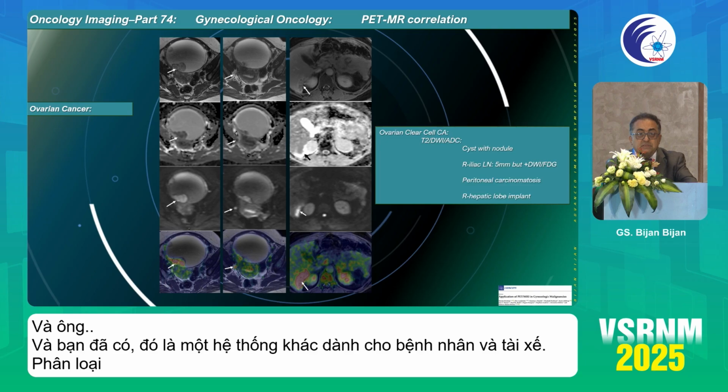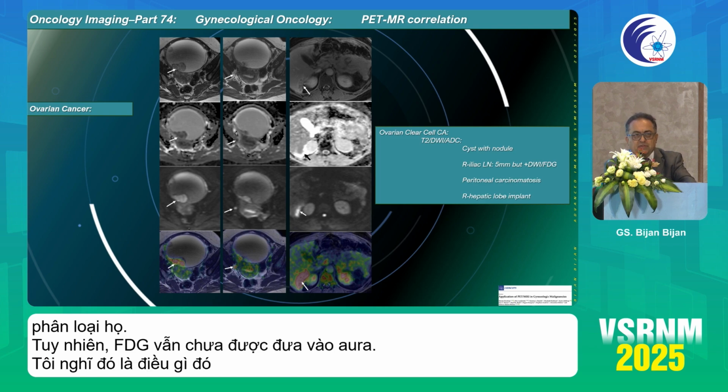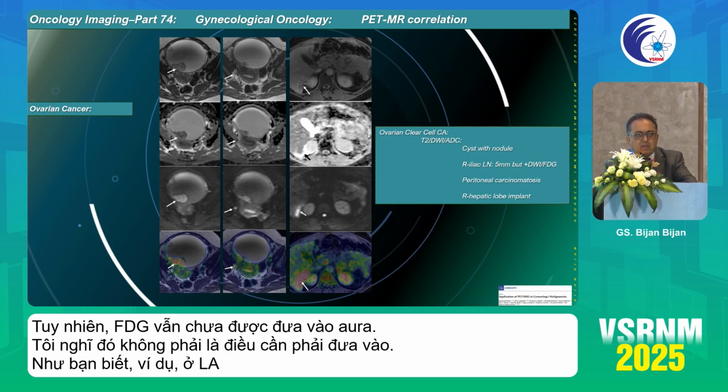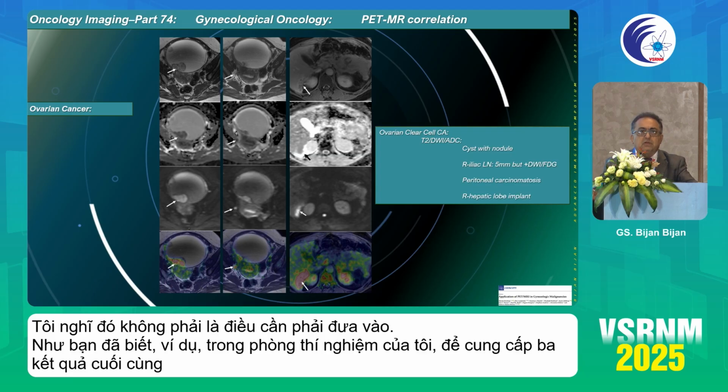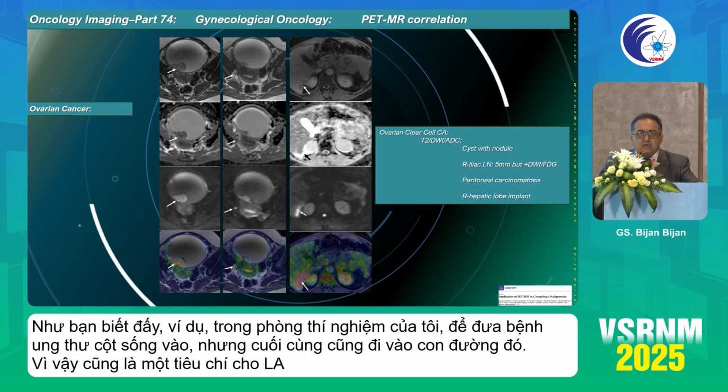FDG, however, was not introduced into the ORAD yet. I think that's something that in future needs to be incorporated. As you know, for example, LIRADS for the liver was finally for CT and MR, but eventually ultrasound got into that. So ultrasound is a criterion for LIRADS. I think here PET will also get into that.